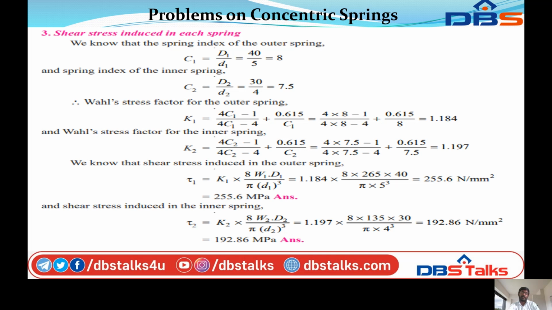So we know that the shear stress induced in the outer spring, tau 1, is equal to K1 into 8 W1 into D1 by pi into d1 square, pi into d1 cube.